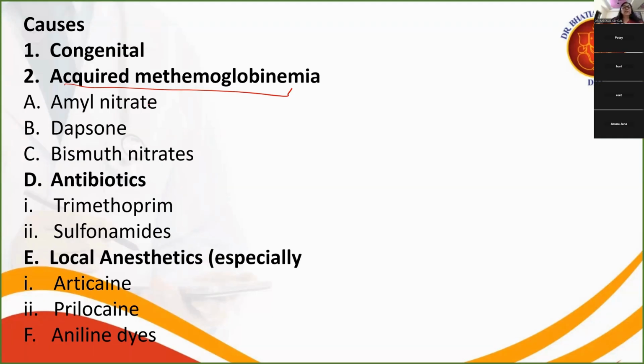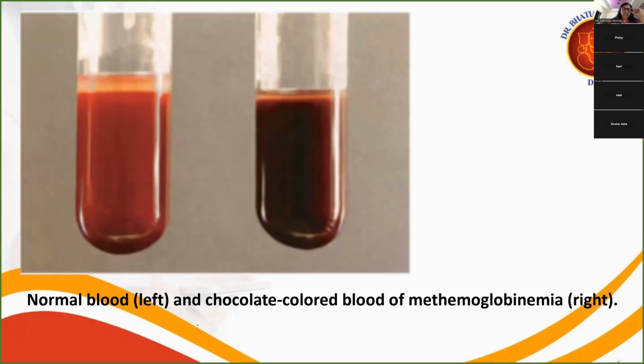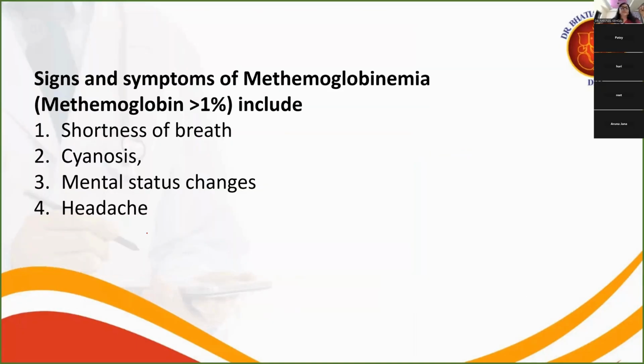It happens in the presence of amyl nitrate, certain drugs like dapsone, bismuth nitrate, certain antibiotics like trimethoprim and sulfonamides. Then because of some local anesthetics, especially articaine and prilocaine, and aniline dyes. These are the drugs that can cause methemoglobinemia. This is the appearance of the blood. It will be chocolate brown colored as compared to the normal oxygenated blood, which is bright red in color.